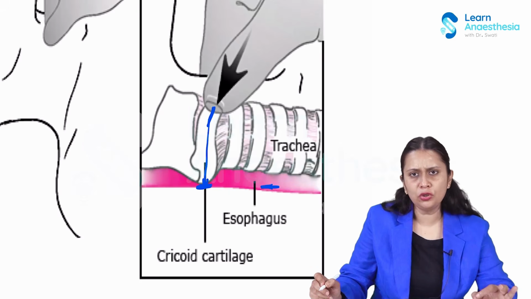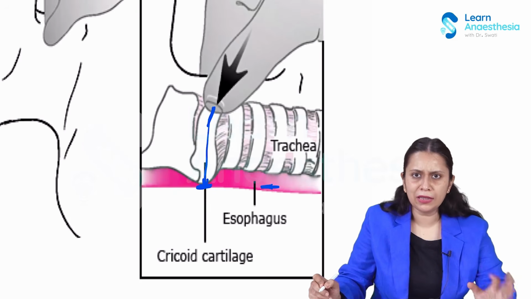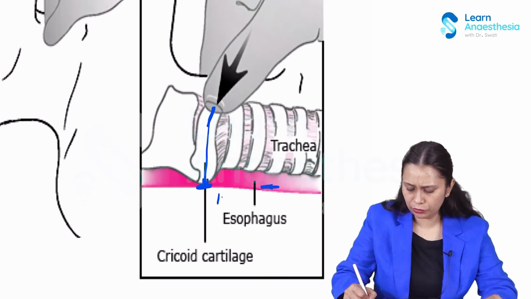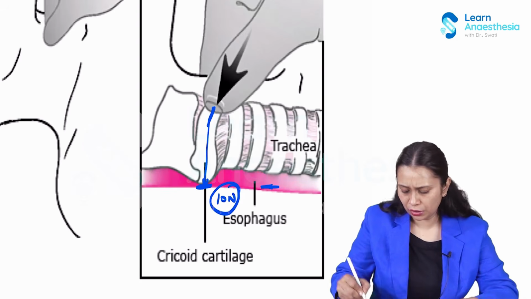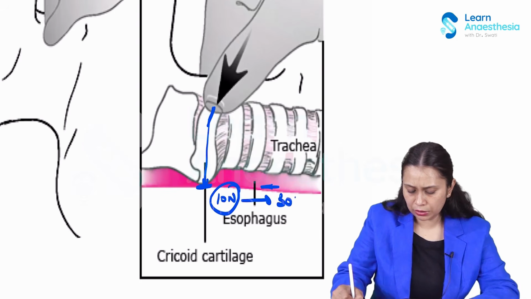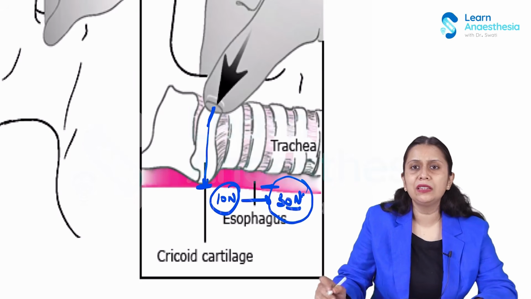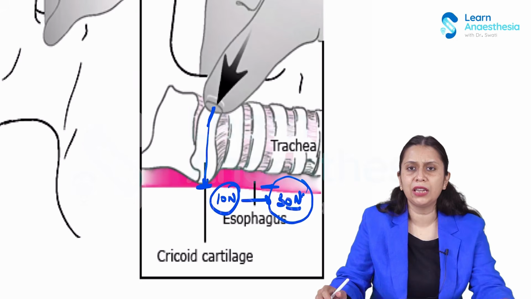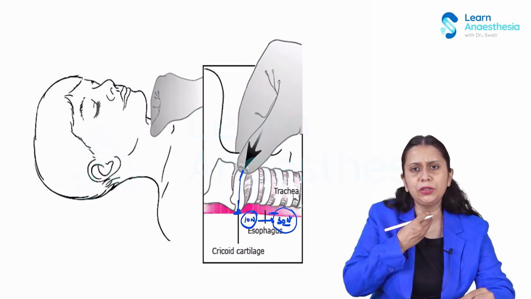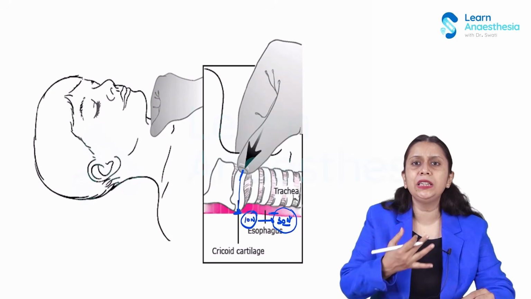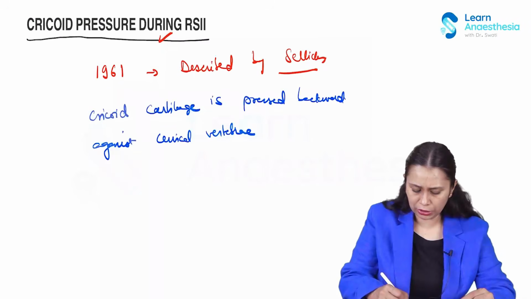When the patient is conscious, at that point of time we start applying a slight cricoid pressure, let's say of 10 Newton. And after giving the induction agent, when the patient becomes unconscious, we increase the pressure to 30 Newton. Studies have shown that this much pressure has reduced the risk of aspiration. So we start with a slight pressure and then we increase the pressure to completely obliterate the lumen. So this is your cricoid pressure.